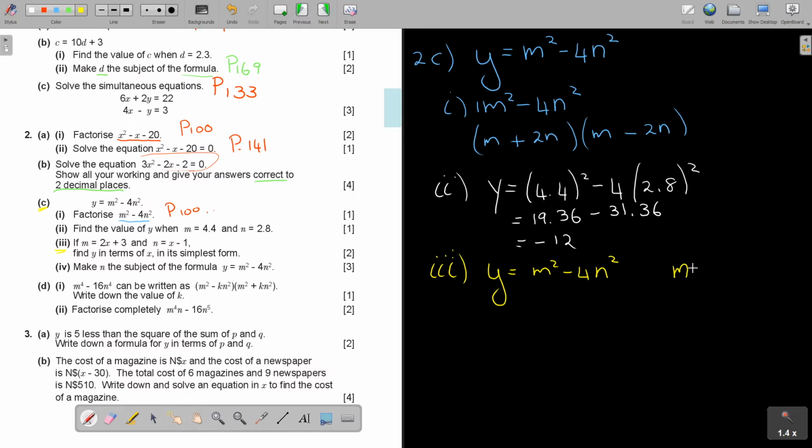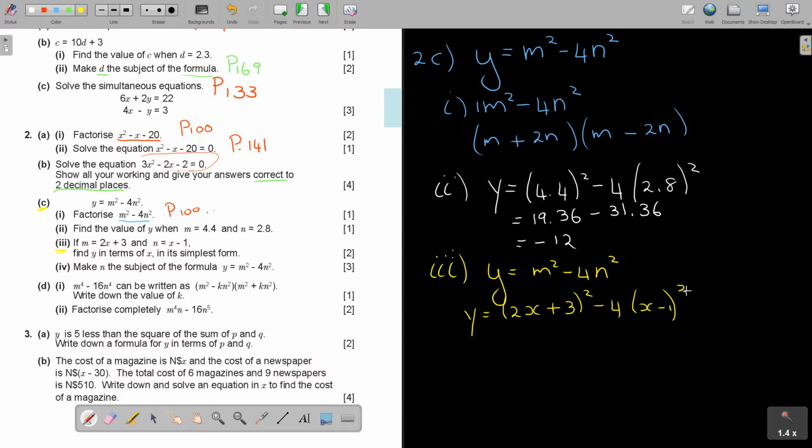Don't forget that m is equal to 2x plus 3 and n is equal to x minus 1. Okay, so then I have y is equal, and it's actually just testing multiplication: (2x plus 3) squared minus 4(x minus 1) squared.